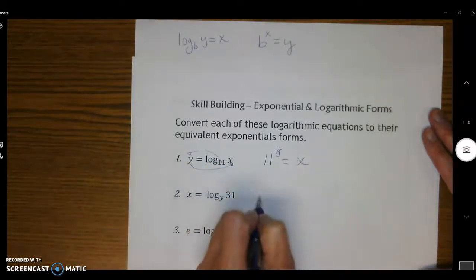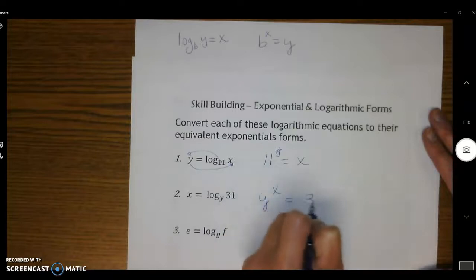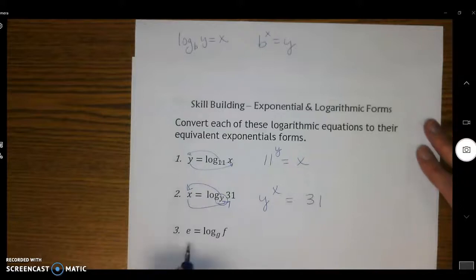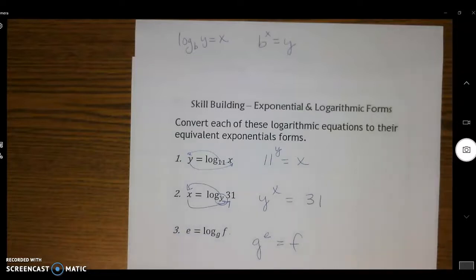This one is y to the x equals 31. Start with your base, y, go over, get exponent, come back. This last one is g to the e equals f. That's it for today.